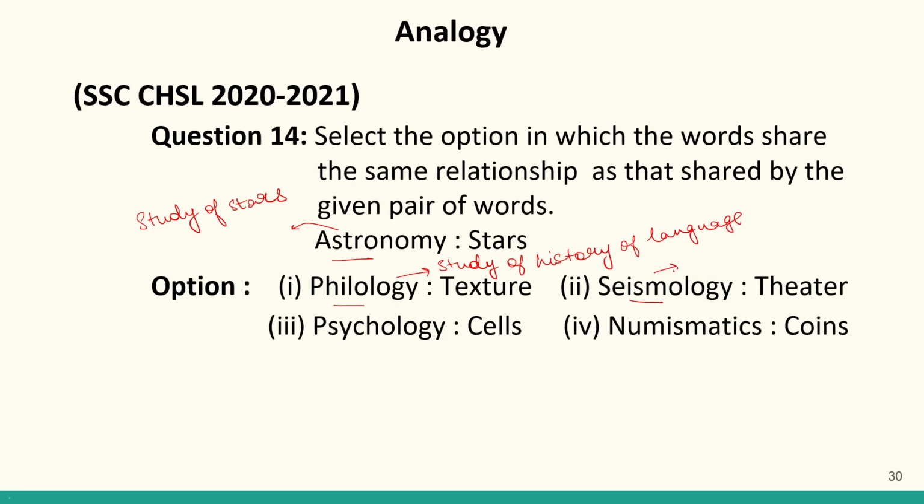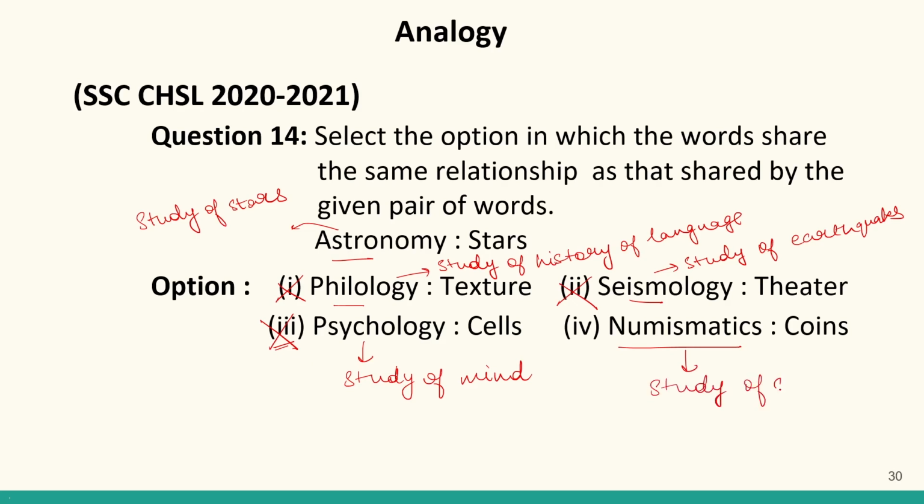Similarly, seismology is the study of earthquakes. This option is eliminated and this option is eliminated, right? Then, psychology, this is the study of human brain, or you can write study of mind. Therefore, this option is also eliminated. Now, numismatics is the study of coins and currency. Numismatics is the only branch which is the study of coins and currency. So therefore our answer will be option number 4, numismatics is to coins. So this bears the same relationship as between astronomy and stars.